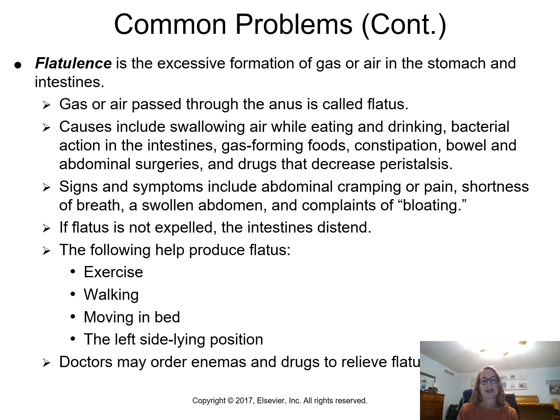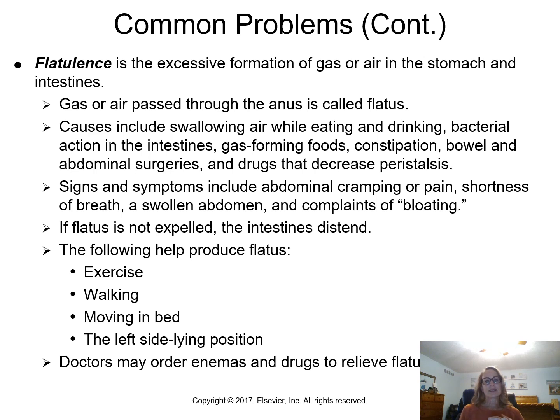Flatulence is an excessive formation of gas or air in the stomach and intestines. It's passed through the anus, and it's called flatus. Swallowing air when we're eating or drinking can cause this, and then bacterial action in the intestines can increase it. Just eating gas-forming foods, or the person may be constipated. Also, after having surgery, this is a big problem. Medications like pain medications will decrease peristalsis and increase flatulence.